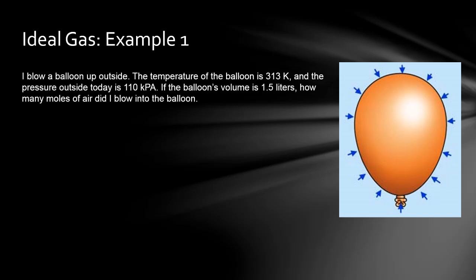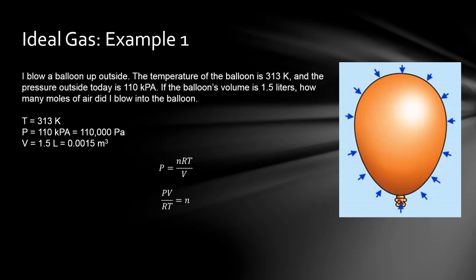Our pressure is in kilopascals, so we need to convert that to pascals, and our volume is in liters. We need this to be converted into cubic meters. And there we go, I've done my conversions. You can look at these conversion factors online or in your book. The next step is to pick out our equation. We're going to use pressure equals the number of moles times the universal gas constant times the temperature divided by the volume. We will rearrange to solve for the number of moles, plug in our knowns, and calculate, so that we get the number of moles that was blown into the balloon is 0.063 moles.